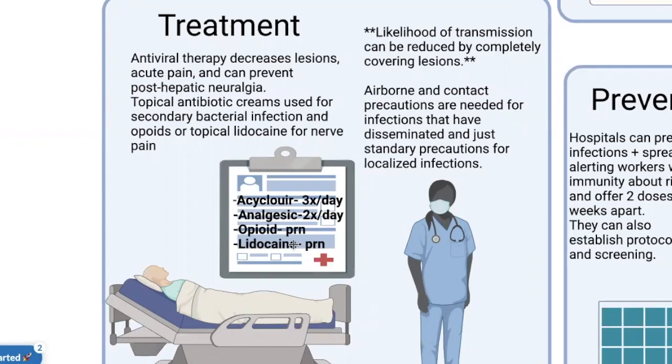Treatment of shingles involves antiviral therapy, topical antibiotic creams, opioids, and topical lidocaine to all help decrease lesions and nerve pain. Transmission of the infection can be greatly reduced just by covering the lesions. For healthcare workers and visitors, airborne and contact precautions are needed for infections that have been widespread over the body, and standard precautions are needed for only localized infections or ones where lesions have crusted over. Patients should be in their own single isolated rooms until the lesions are crusted over.